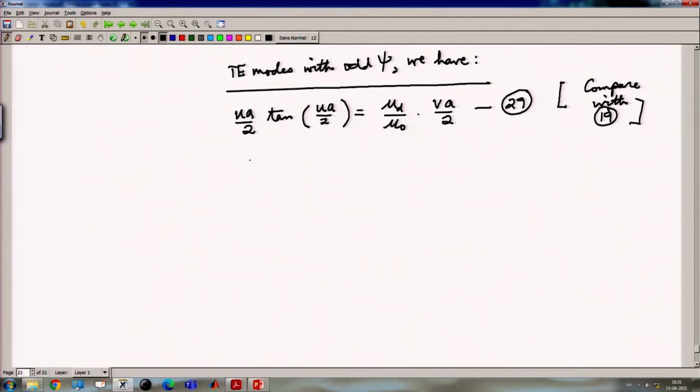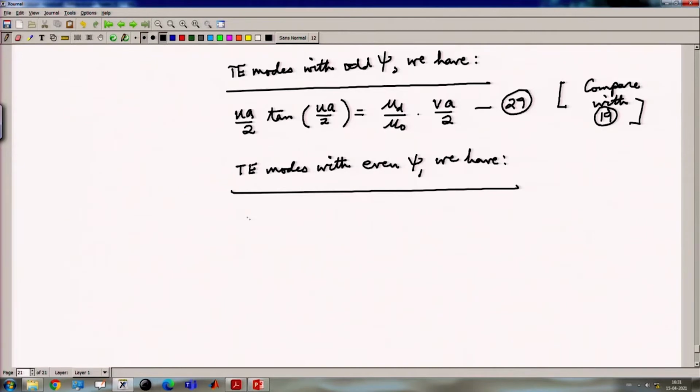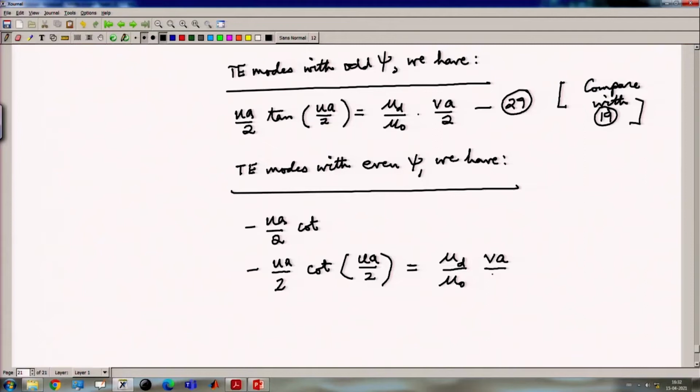So, for the TE modes with even psi, after performing exactly the same analysis as we did for the TM modes with even psi, we will obtain the characteristic equation, and that will be minus u a by 2 cot u a by 2 equal to mu d by mu naught times V a by 2. So, this is equation 30.